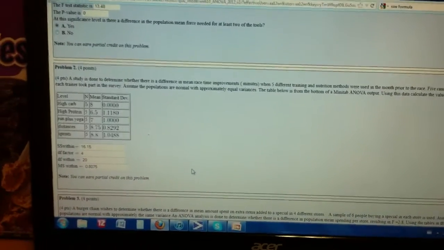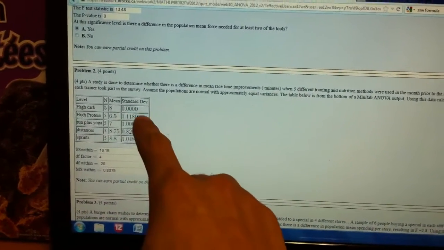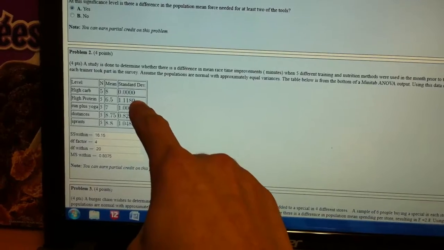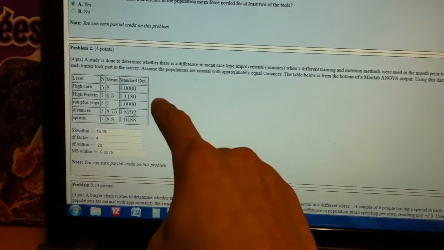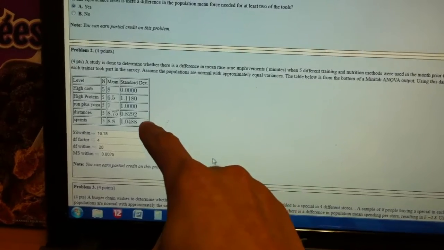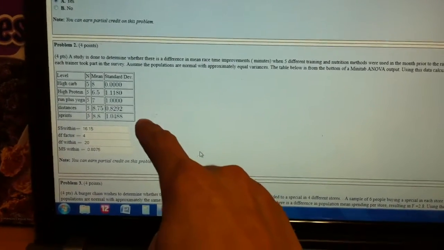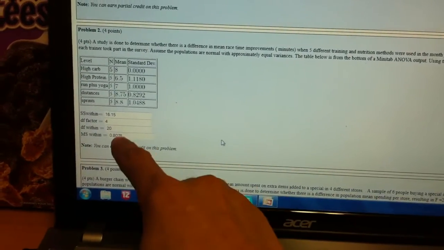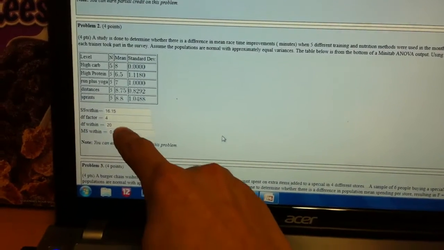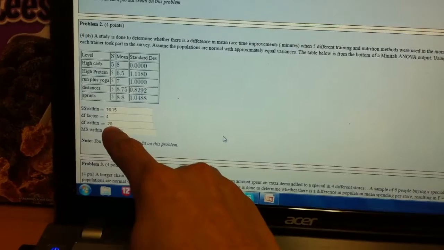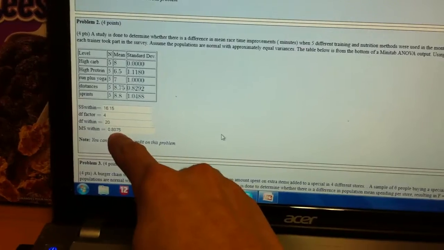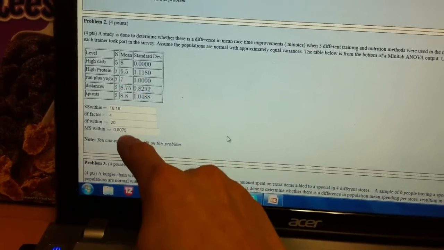Next question. Okay, so here, you're going to take all your standard deviations and square each one, so 0 squared, plus 1.118 squared, plus 1 squared, plus 0.8292 squared, plus 1.0488 squared, right? Then you take the mean of that, so you divide by 5, the total number, and that's going to give you this number over here. Then your DF factor is going to be 4, and your DF within is going to be 20. So to get that SS within value, you just take the average of your standard deviation squared and multiply it by 20, and that's going to give you that. Okay?